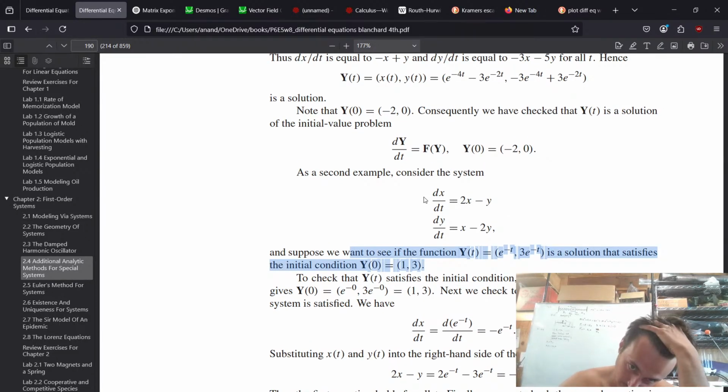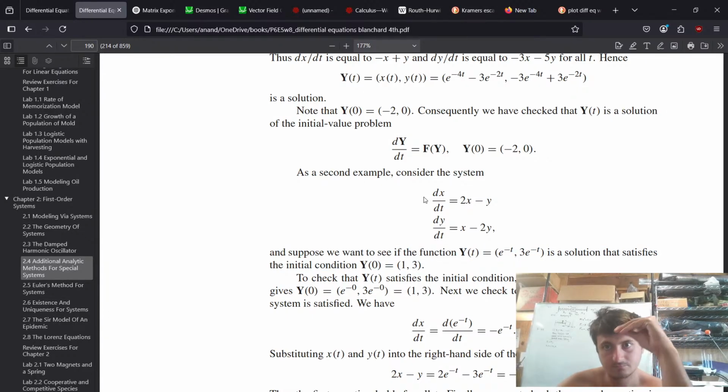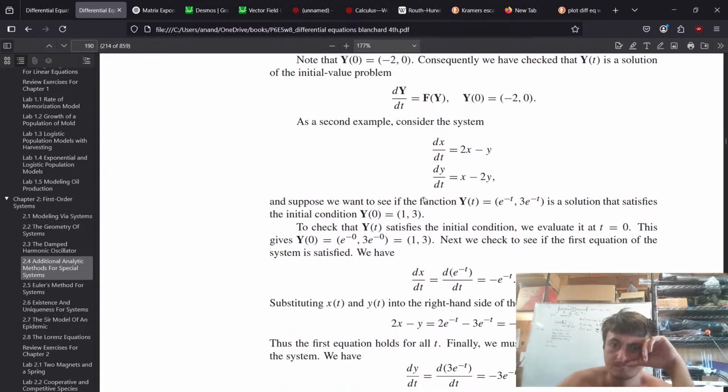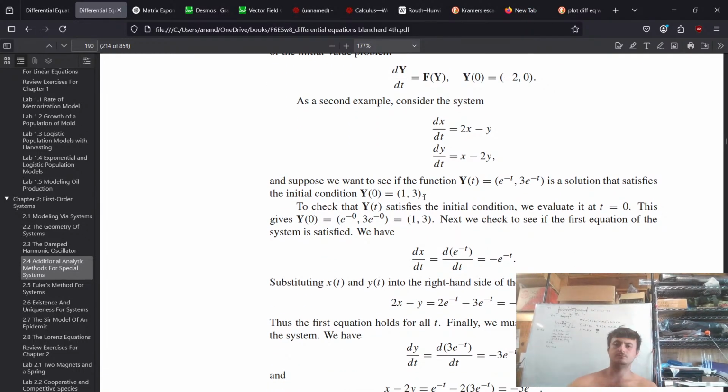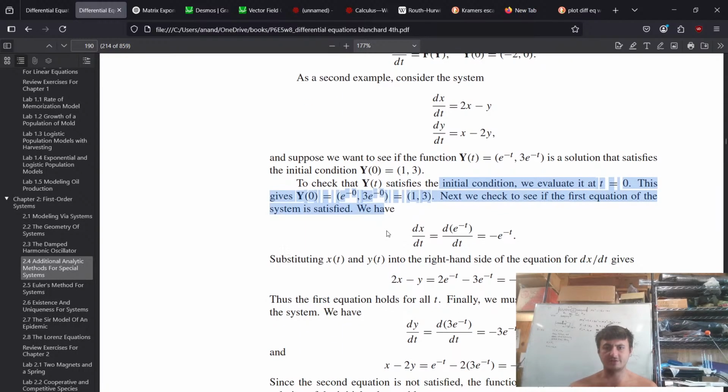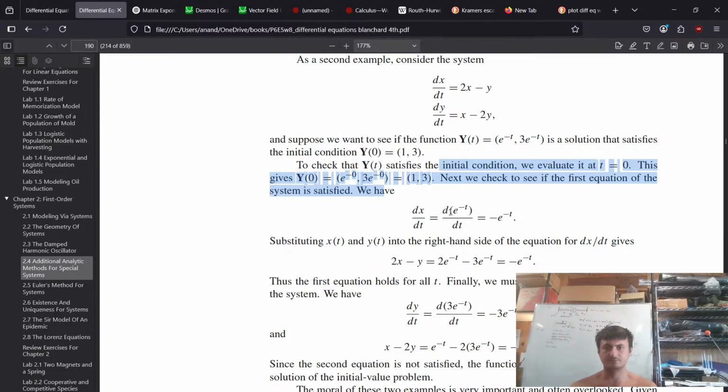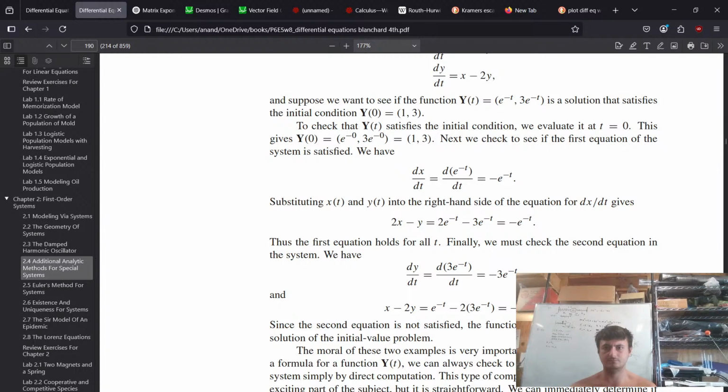Hmm. To check that y of t satisfies the initial condition, we evaluate it at t equals 0. Next, we see if the first equation of the system is satisfied. -5 and -3. Okay, so that's not good.